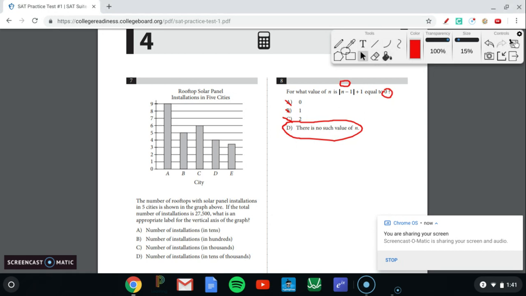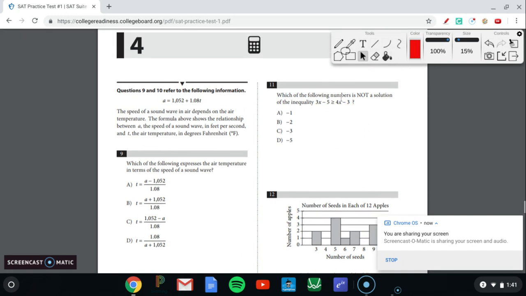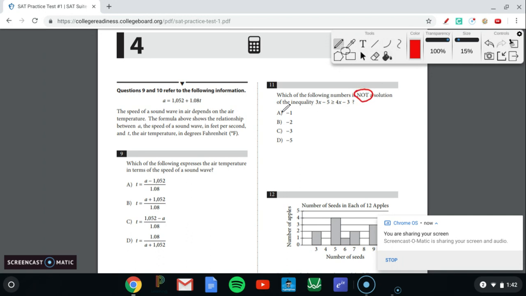Let's move on to question 11. Question 11. Which of the following numbers is not a solution of the inequality 3x minus 5 is greater than or equal to 4x minus 3? So again, what we're going to do here is just, instead of solving the inequality, which you could do, I'm just going to plug in A, B, C, and D, and see which one is not a solution. Remember that big not over here. Not a solution. So let's see if I plug in negative 1, what I would get. 3 times negative 1 is negative 3. Minus 5 is negative 3 minus 5, which is equal to negative 8.